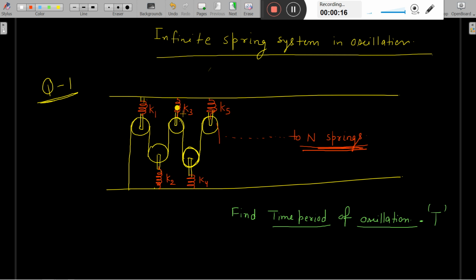Having constant k1, k2, k3, k4. In this complex system, we have to calculate the time period of oscillation. How can we solve it? Let's solve it with some tricks.